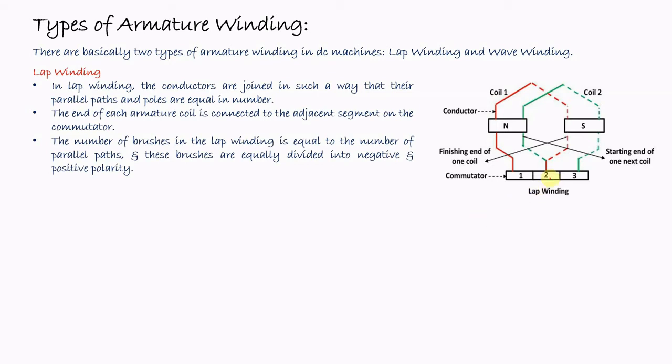So this is the structure of the lap connection. Here it is the commutator. We have already discussed that there is the armature, with a number of slots, and the armature windings are placed here. And here another small cylindrical part is connected, which is considered as a commutator. There are a number of segments in the commutator also. All the conductors in one slot of the armature are connected to one segment of the commutator.